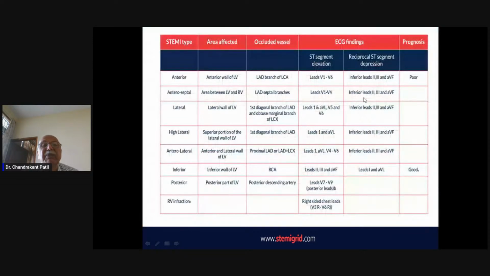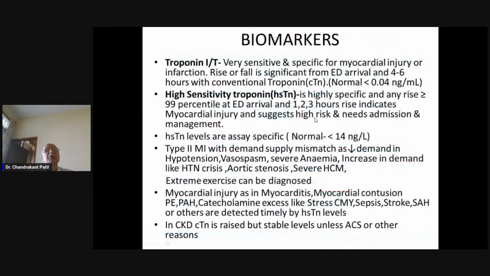So just to remind you, if there's ST elevation in leads V1 to V6, it could be LAD branch occlusion. Leads just V1 to V4, it could be septal branch occlusion. I, aVL, V5, V6, it could be obtuse marginal branch occlusion or a D1 occlusion. I and aVL alone, just a diagonal branch occlusion can be there. So depending on that, you can make out where probably the occlusion of the coronary artery is.